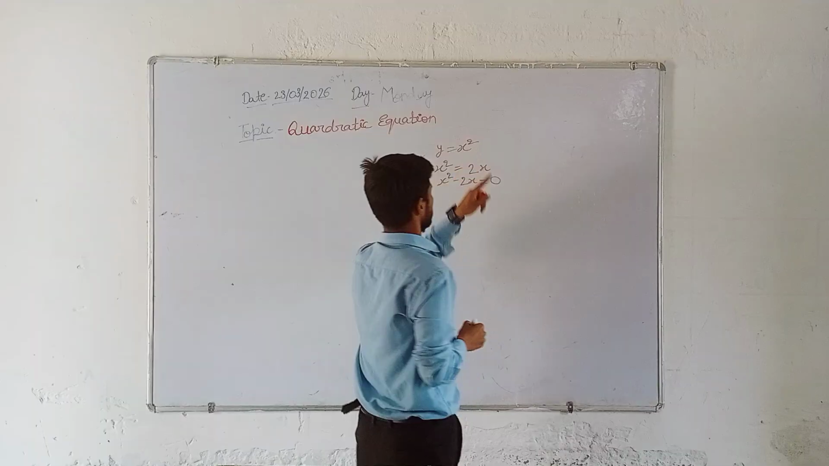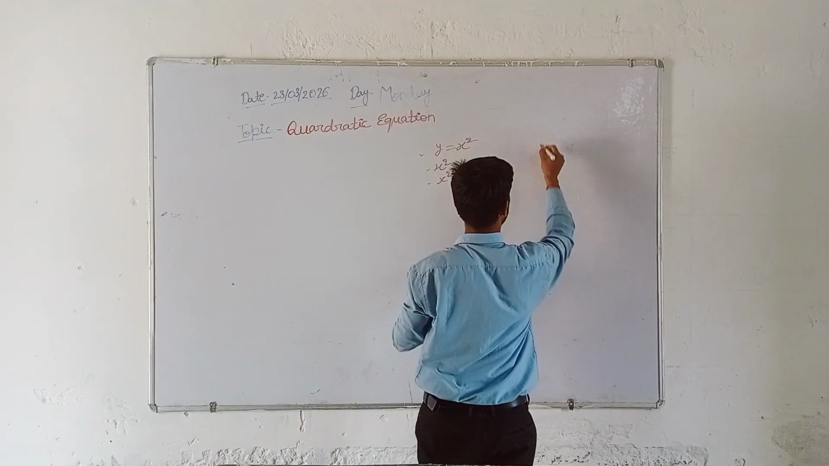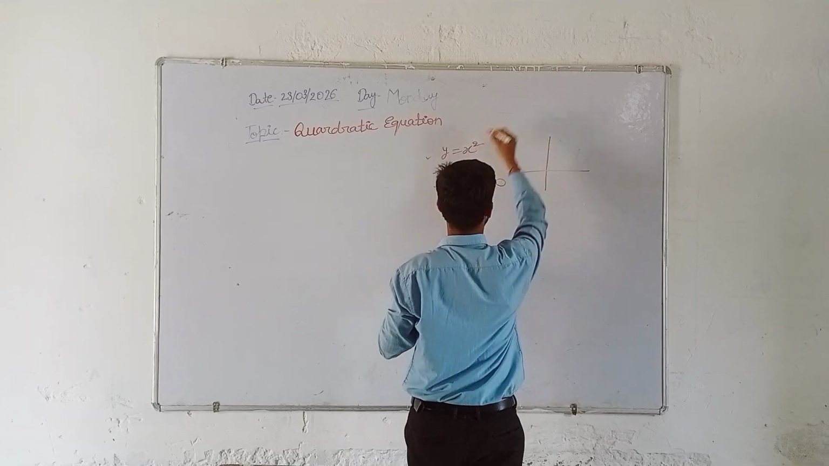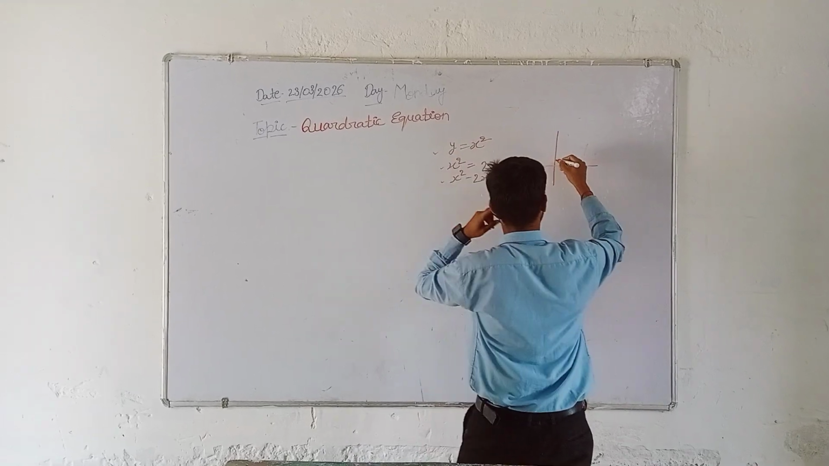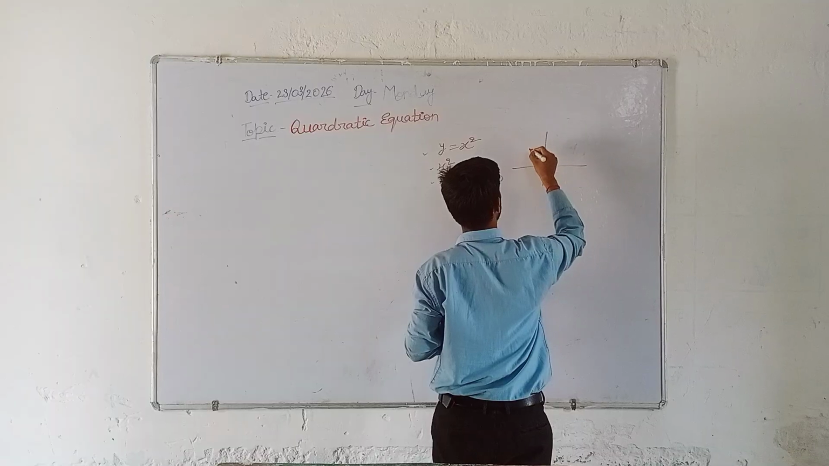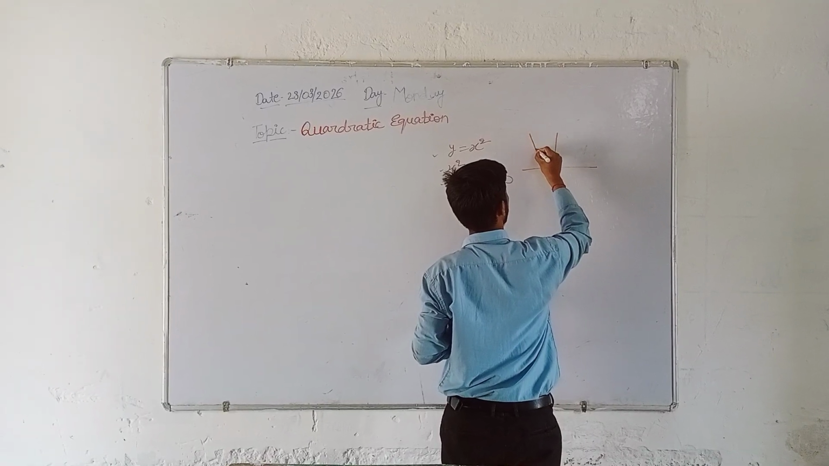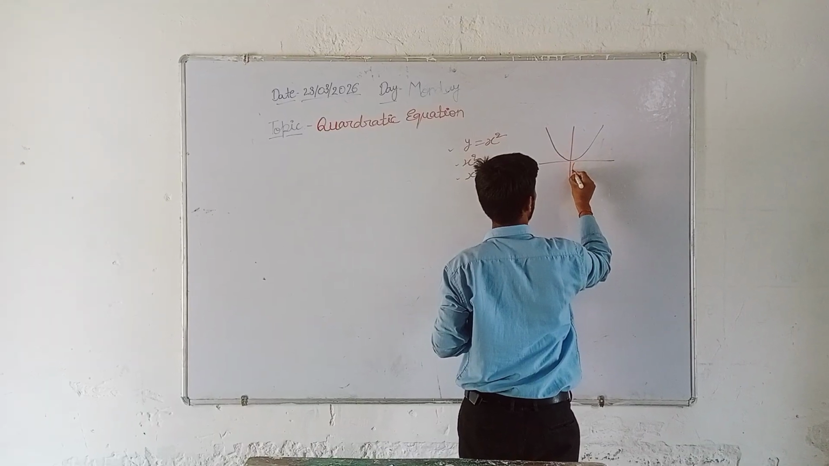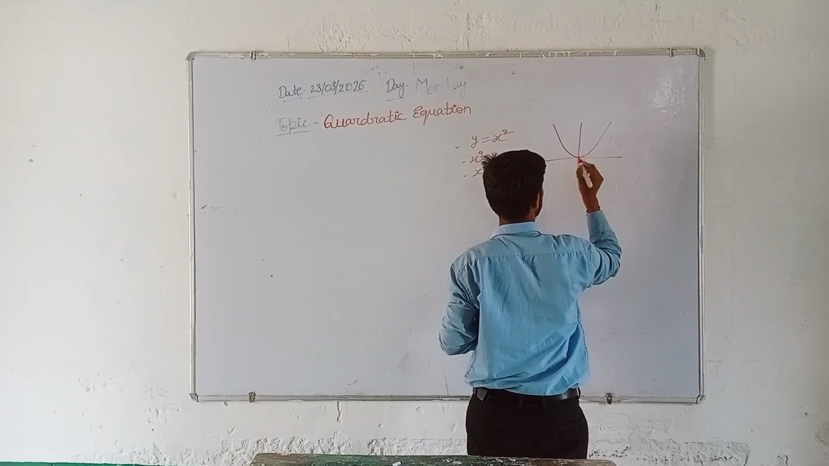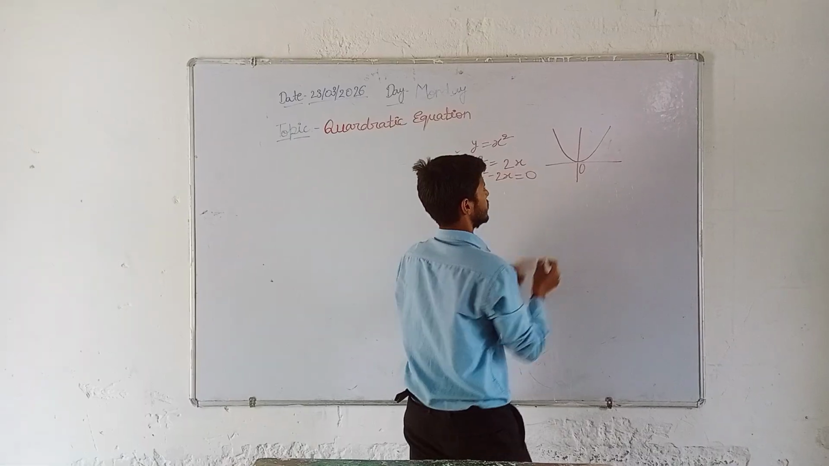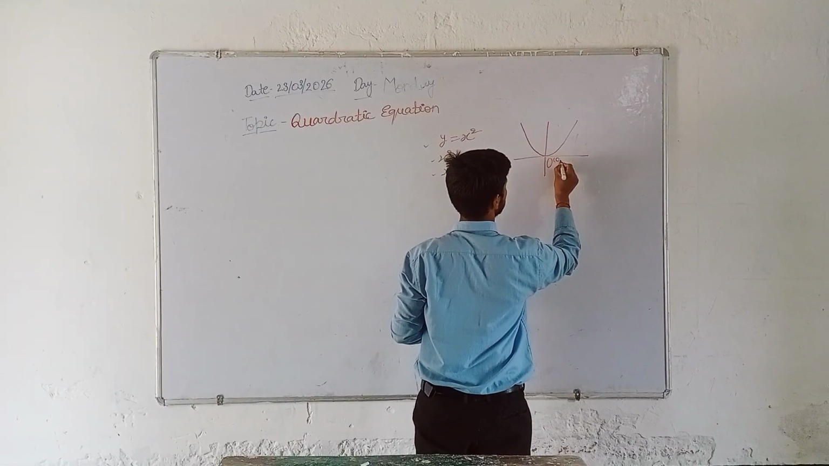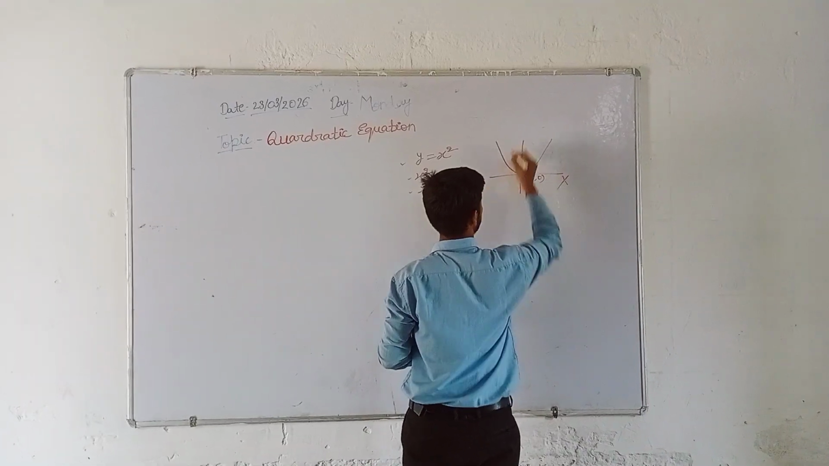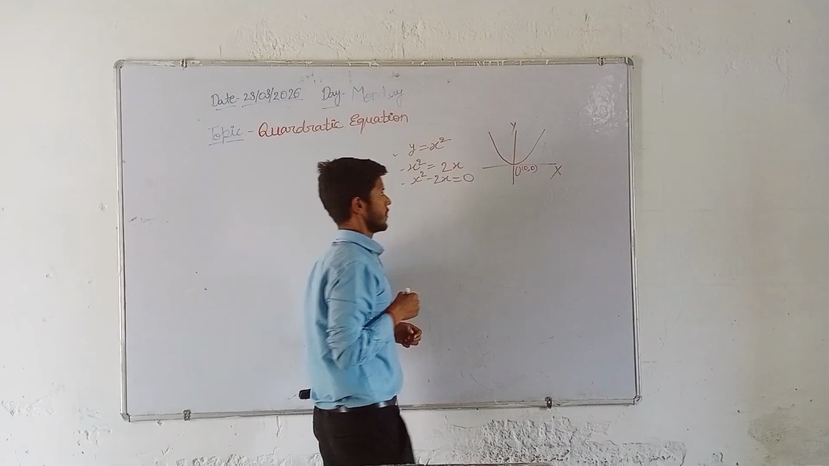This can be formed in the curve form, you can say in the graph. This is our origin that can be represented by O. It means 0, 0. This is our x-axis and this is our y-axis.